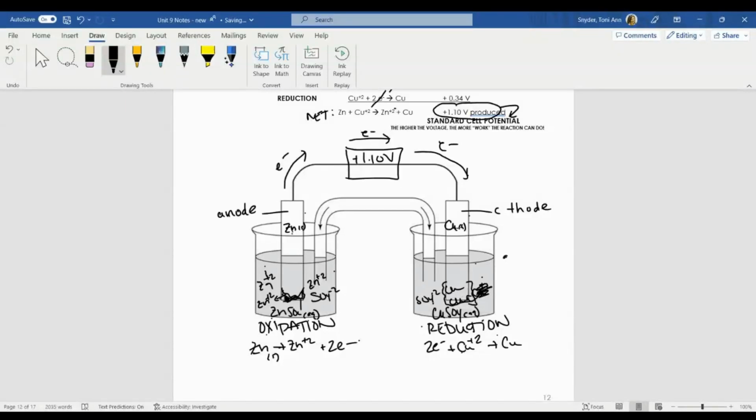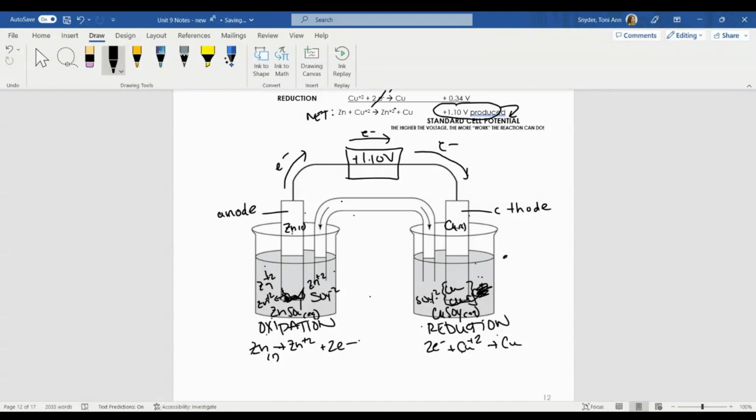And what we're going to see here is that this solution is going to become more negative, because if we're taking those copper ions out, those positively charged copper ions, I'm going to have a larger concentration of sulfate that's left. And this is where the salt bridge comes in, because I have a lot of positive ions here and I have a lot of negative ions here. I can't have that. The charge has to be neutral.